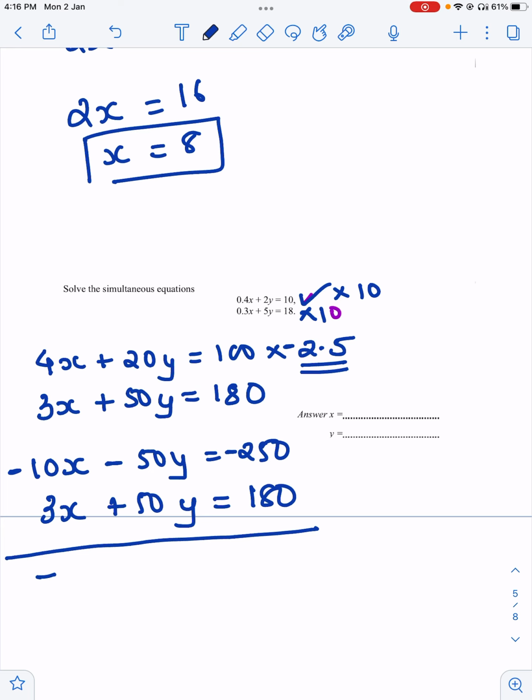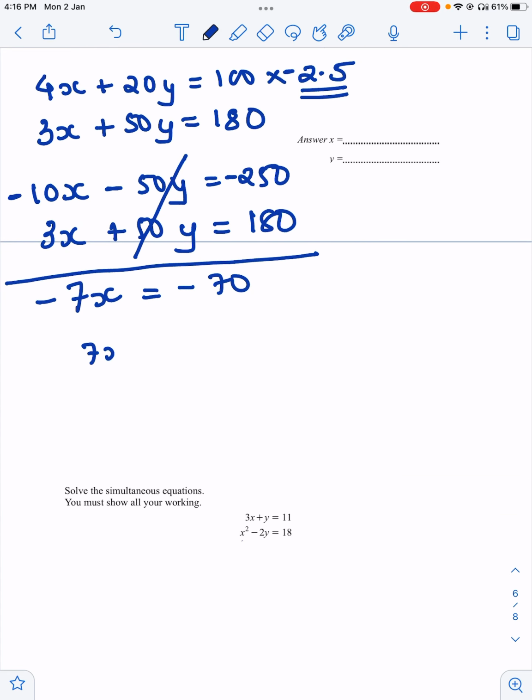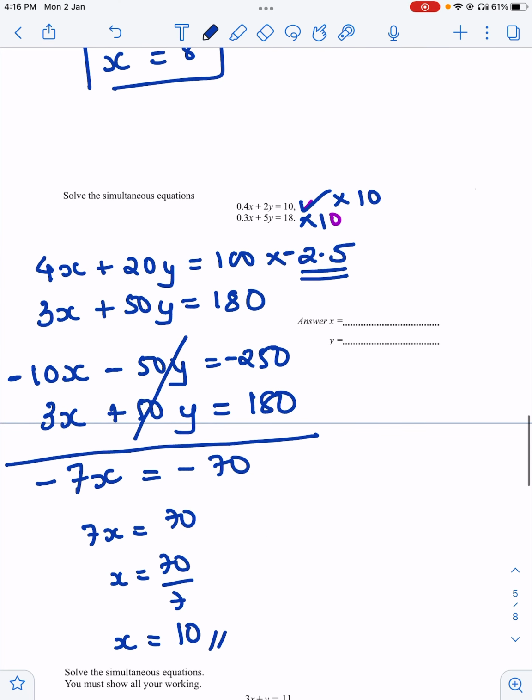Minus 10x plus 3x gives me minus 7x, plus 50y minus 50y gets cancelled, minus 250 plus 180 gives me minus 70. Both have the minus sign. I told you what to do. 7x is equal to 70, x is equal to 70 upon 7, x is equal to 10. I have got the first answer.